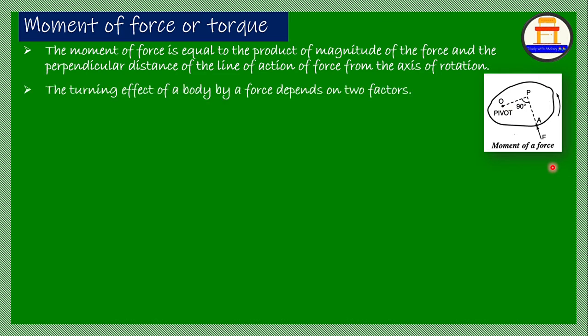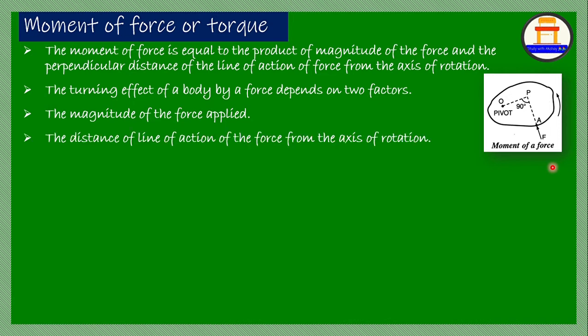So the turning effect of a body by a force depends upon two factors: magnitude of force applied and the distance of line of action of force from the axis of rotation. Basically, the magnitude of force, as I told, is the amount of force applied, and the perpendicular distance. It is not only distance, it is the perpendicular distance. If it is perpendicular, then only moment of force is possible.